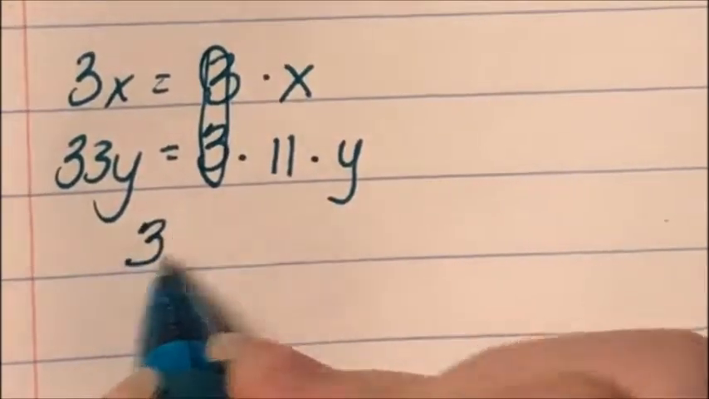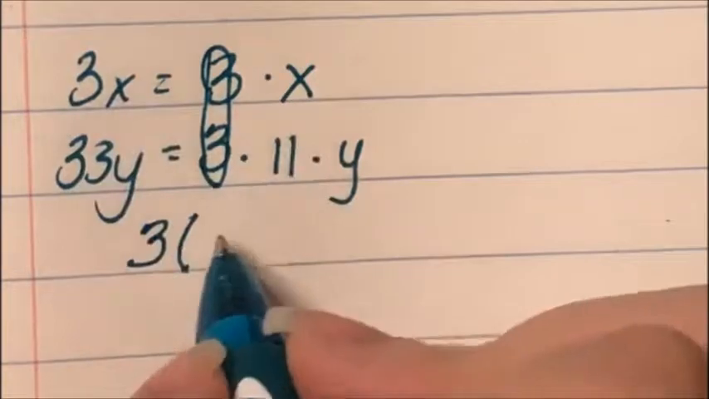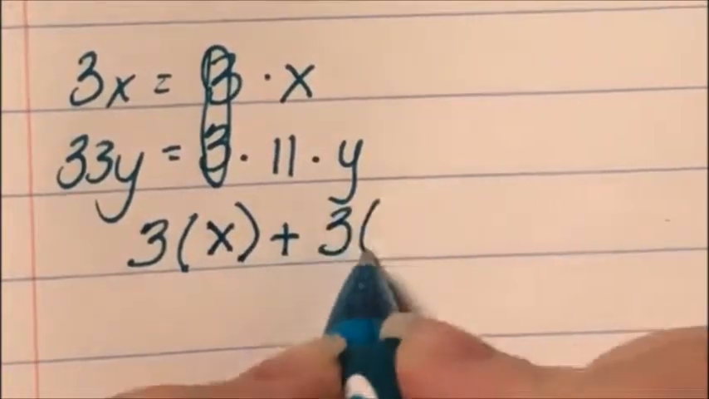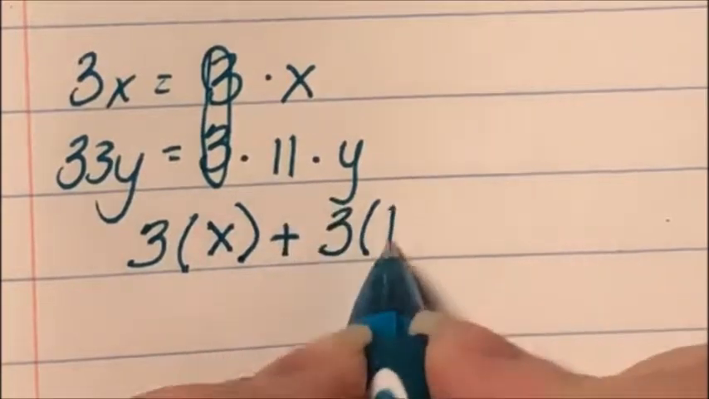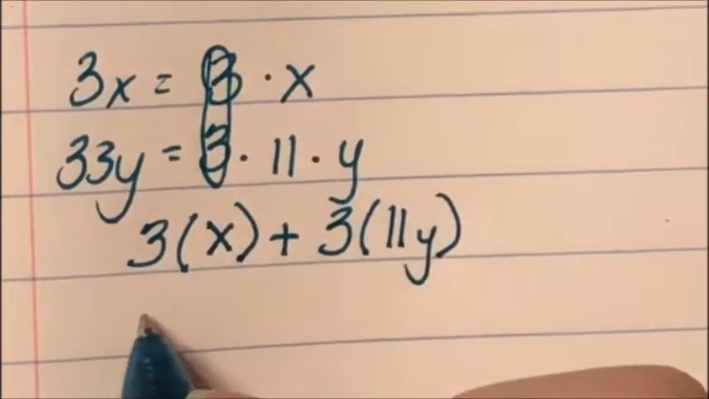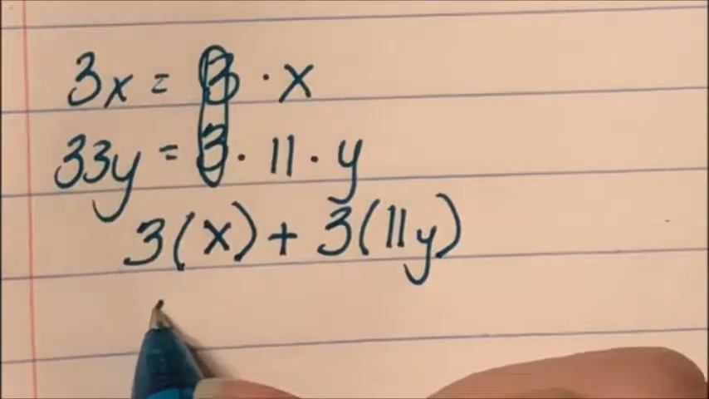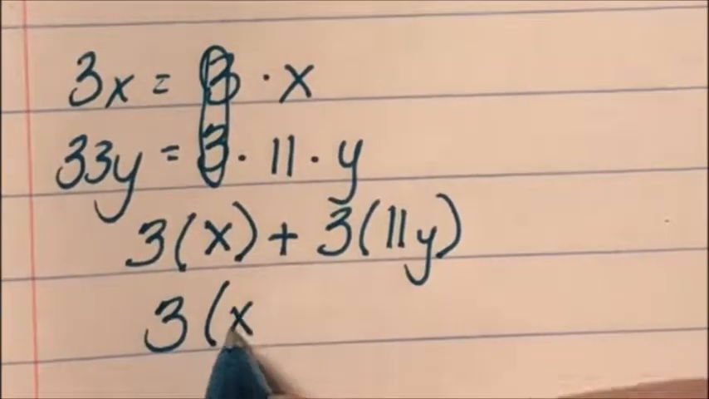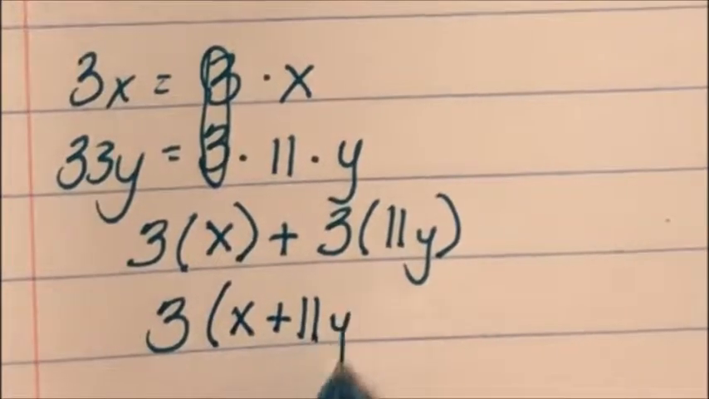So 3 comes out, and up here I'm left with x, and here I'm left with 11y. So my factored form is 3. You can see they both have the 3. x plus 11y.